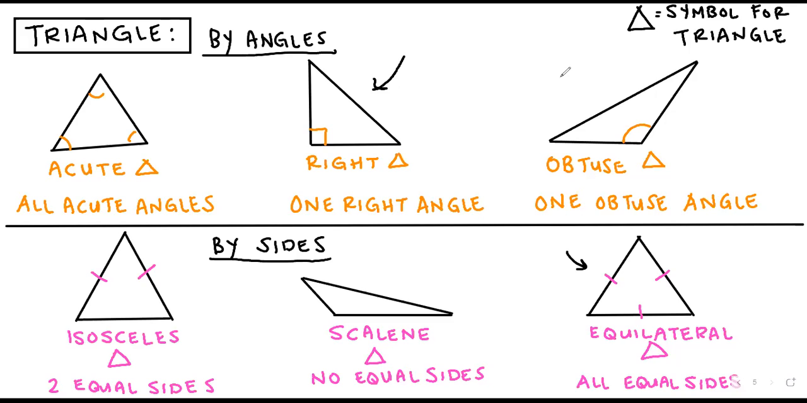So all equilateral triangles will always be acute. Right here, you have an obtuse scalene. It's obtuse because you have one obtuse angle and all the sides are not equal. So realize that all the triangles have 2 classifications: one based on the angles and one based on the sides.